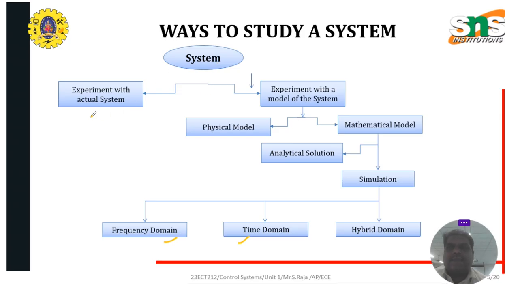A system can be studied in two ways: experiment with the actual system, or experiment with a model of the system. Next, the model can be divided into physical and mathematical. When we go for mathematical, either we do a normal analytical solution or a simulation of the process. This simulation can be further divided into three types: frequency domain, time domain, and the last one, hybrid domain.